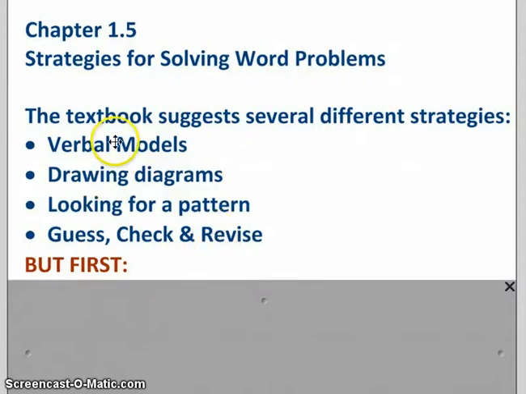As I mentioned here, the textbook, in the order that it presents them, offers 5 different tools or techniques: verbal models, drawing diagrams, looking for a pattern, and guess, check, and revise.